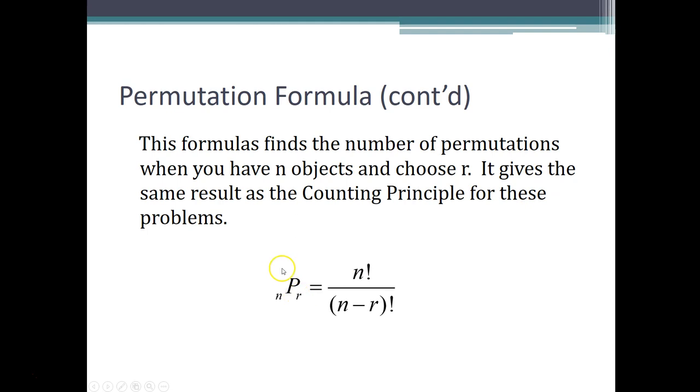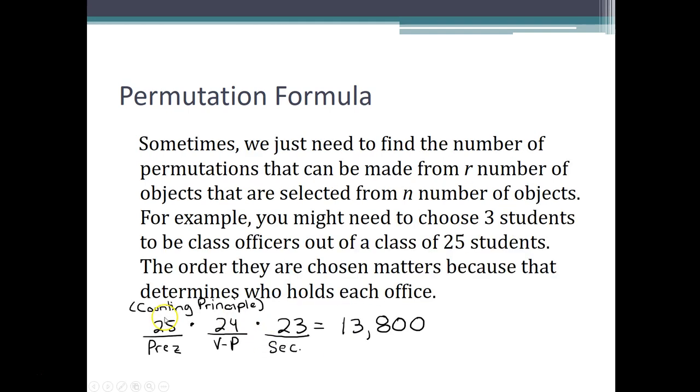NPR, no, it's not a radio station, not National Public Radio, but permutations of n objects choose r of them. You see the n factorial up top here, and that was what we worked with before. And then on the bottom, notice that you see n minus r factorial. So these two numbers get subtracted, and you put that factorial on the bottom. Visiting our previous example, we had 25 students, and we're choosing 3.